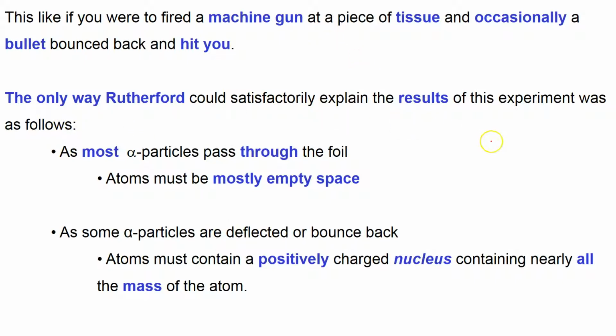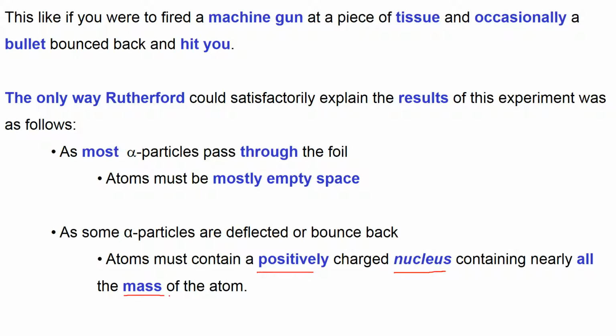So Ernest Rutherford explained these results as follows. What he said was that as most alpha particles pass through the foil, the atom must be mostly empty space. Now that makes sense. And then he said as some alpha particles are deflected or bounced back, there must be something that is very, very small but very, very dense that the alpha particles are hitting. Now he did the math and he said that there must be a positively charged nucleus to the atom that contains effectively all of the mass of the atom.